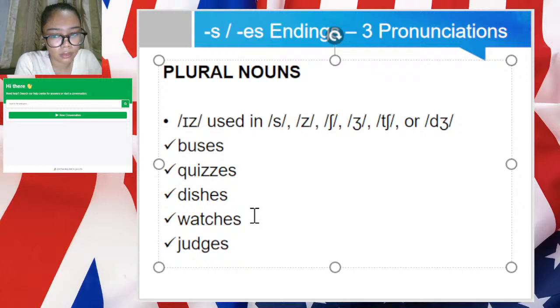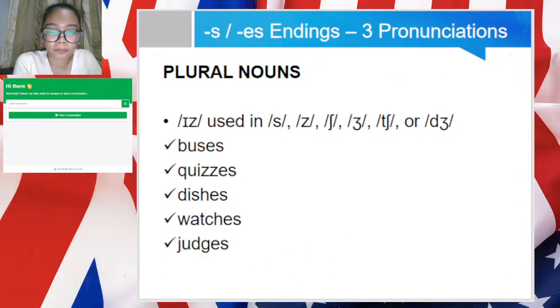Wait for a while. I think this is not correct. But yeah, the spelling is correct. But I'm not quite sure because it ends with watch. Ah, yeah, that's correct because it is ch. All right. Sorry about that. I got confused for a moment, but yes, this is correct. We say it as watches, then judges.